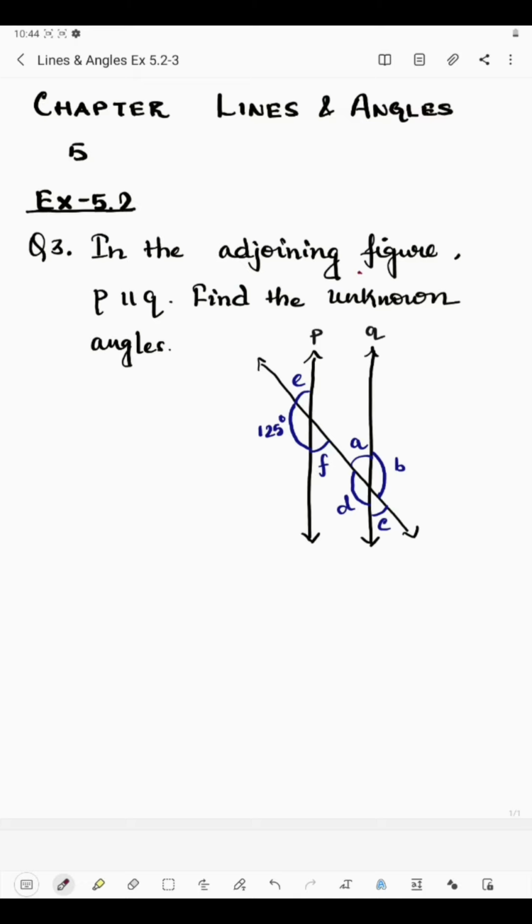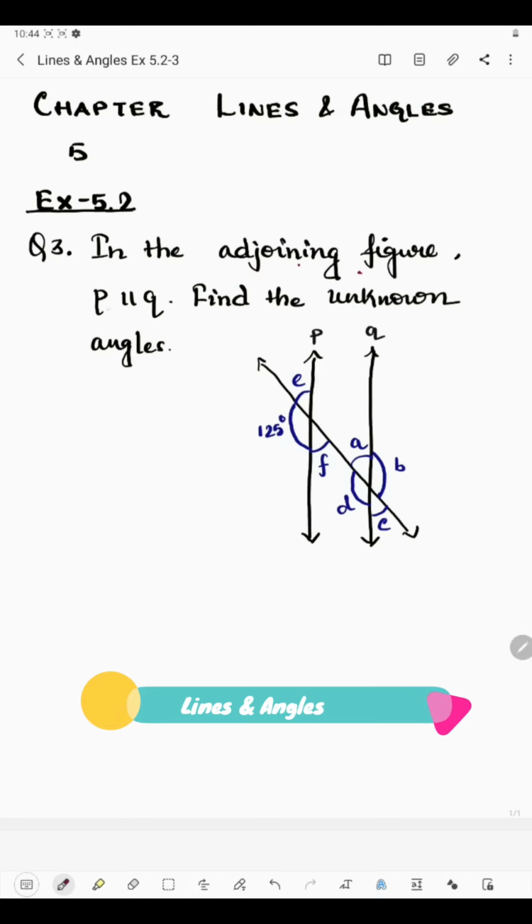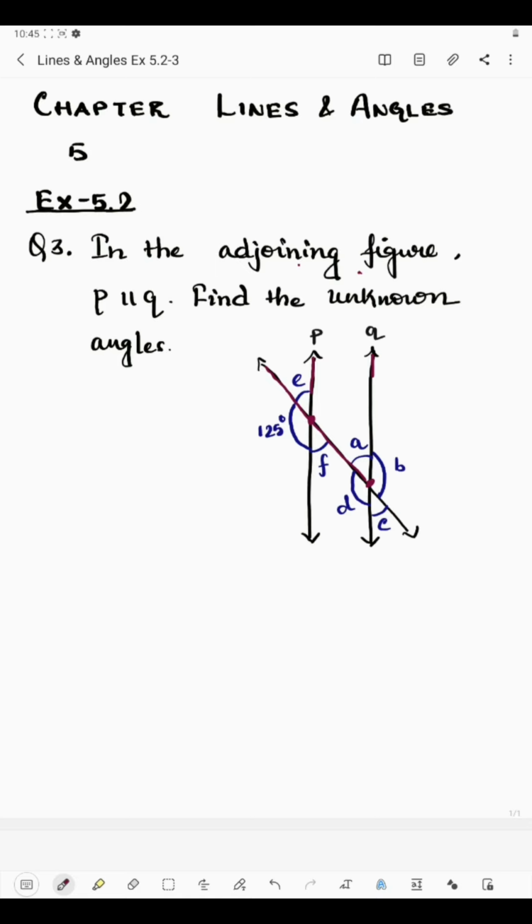Students, now I'm going to start question number 3 of exercise 5.2. Question number 3 says, in the adjoining figure, P is parallel to Q. Find the unknown angles. So here P and Q are two parallel lines, and this is a transversal which cuts the two parallel lines at two distinct points. Now we have to find the unknown angles here.